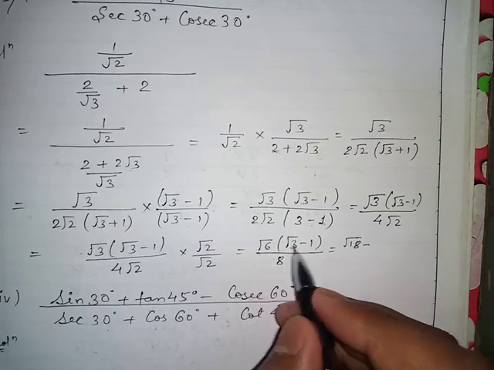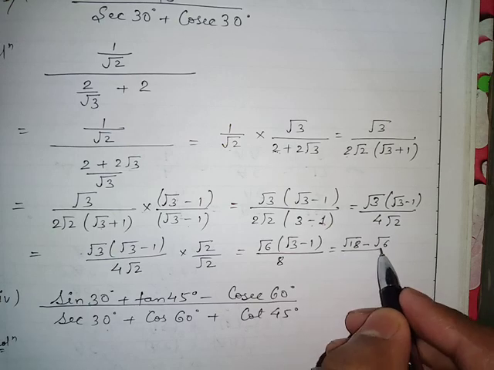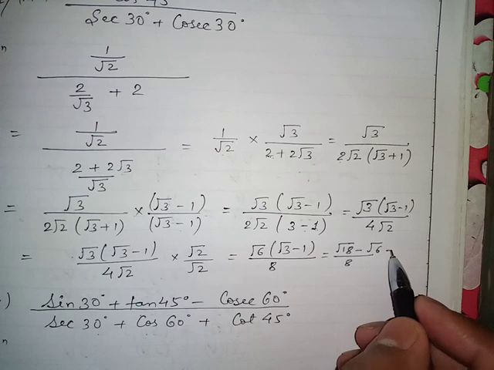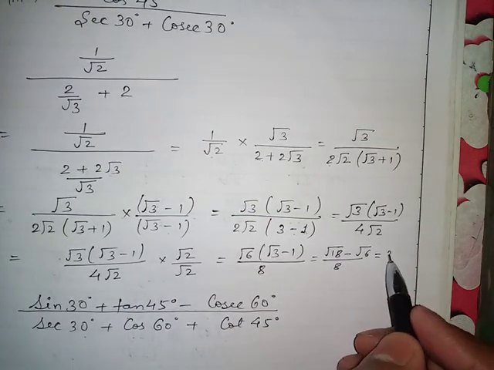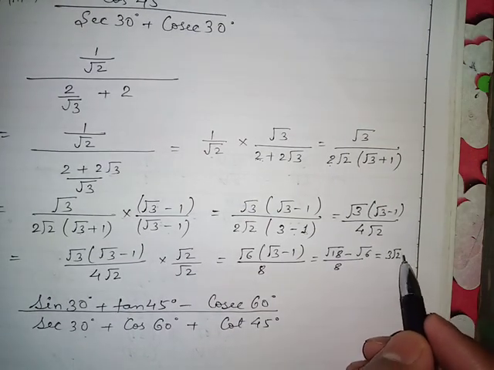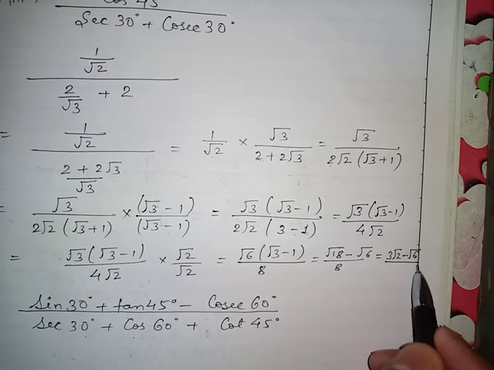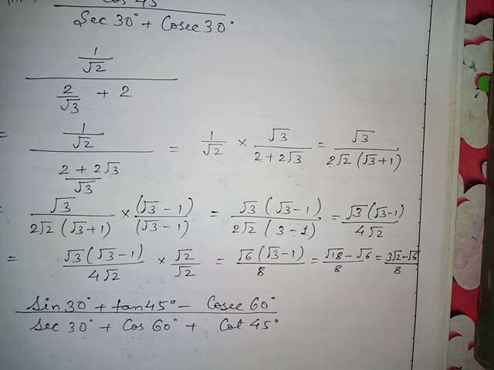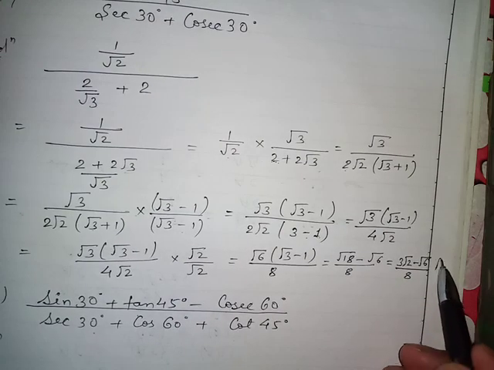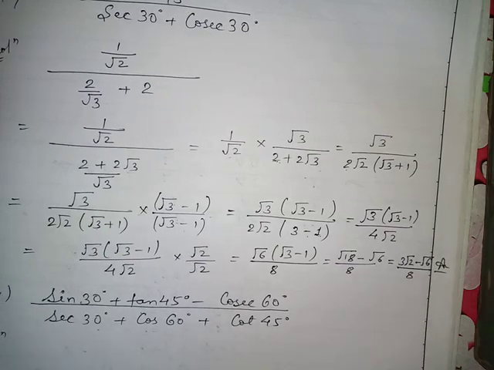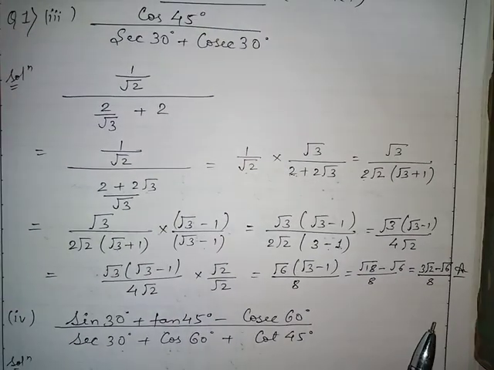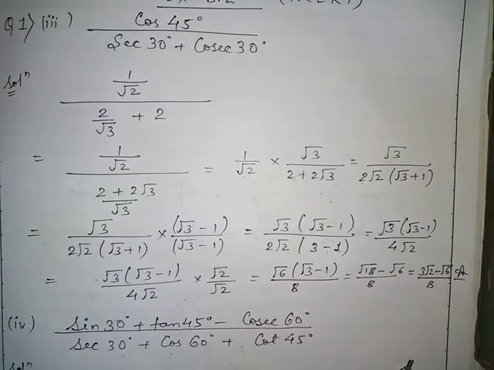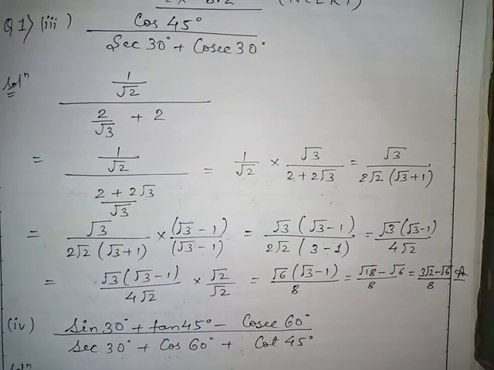minus root 6 into 1, that is root 6 by 8. So the value of root 18 is 3 root 2 minus root 6 by 8. So this is our required answer. This is the value of this question. In this way we will solve this. I hope you will understand this.